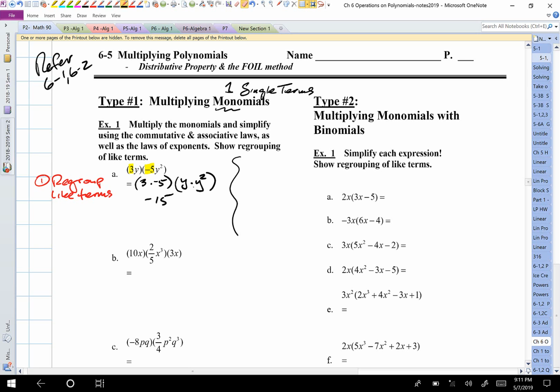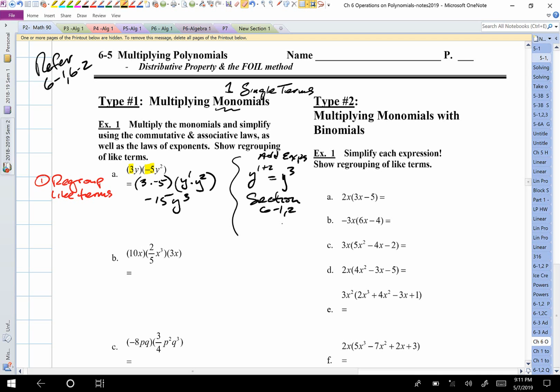But you have to remember what to do with variables when you're multiplying like bases. Now you take y to the first power times y to the second power. Well, it's y to the power of 1 plus 2, which is y cubed. We want to add the exponents. I talked about this in Section 6.1. So my answer is negative 15y cubed, or negative 15y to the third power. I just showed my thinking off to the right. And again, this is in your notes, 6.1 and 6.2. Everything I said in there applies to here.